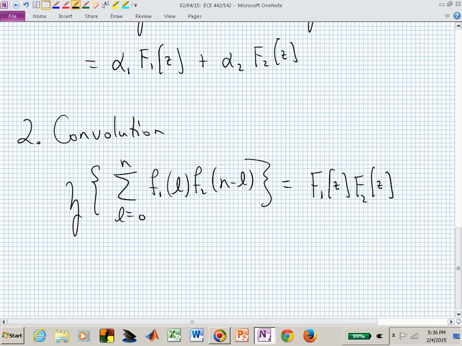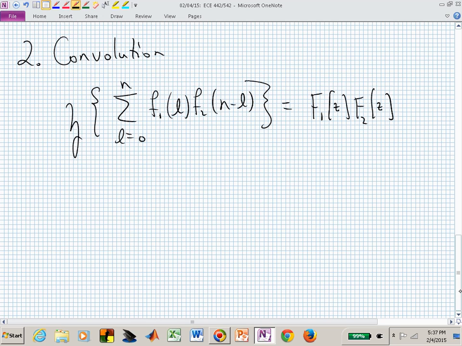And that's what you should be familiar with from the analog case. It works in the discrete time setting as well. Convolution in the time domain is equivalent to multiplication in the frequency domain. And we will use that later.